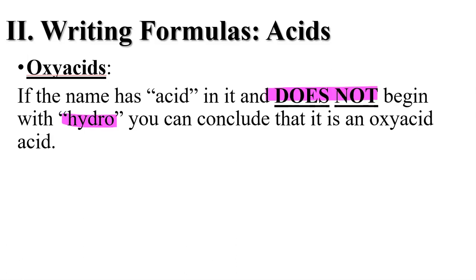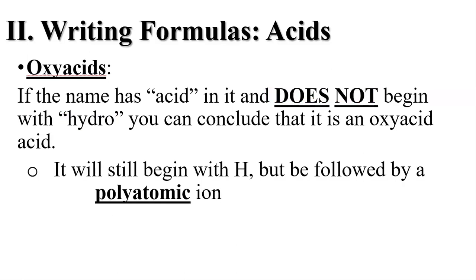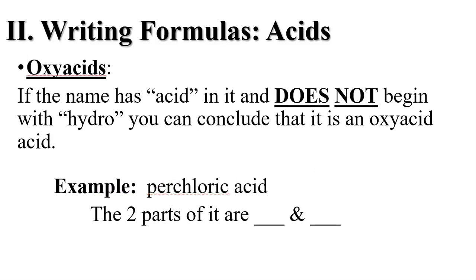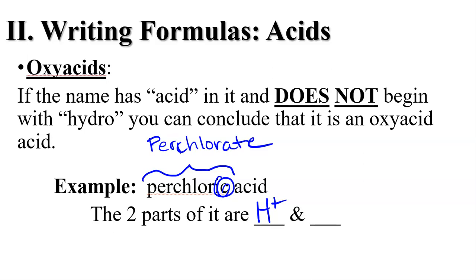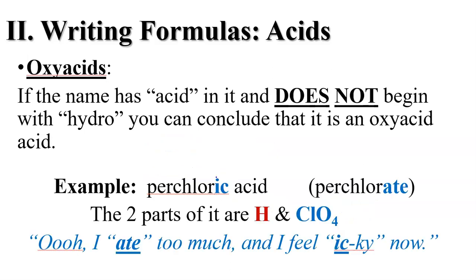All right, for oxyacids, if my name has acid in it and it does not begin with hydro, we can conclude that it is an oxyacid. It'll begin with H, but then it will be followed by a polyatomic ion. For example, we have perchloric acid. The two parts of it: H plus is always the first one. For the second one, we want to figure out which polyatomic ion this is. If we get rid of the IC and just look at our list, perchlorate is the only one that matches that.